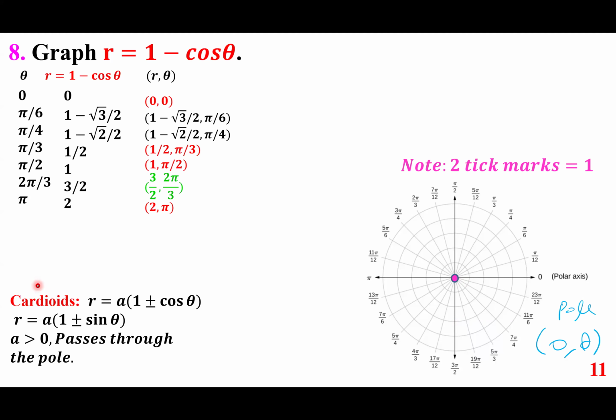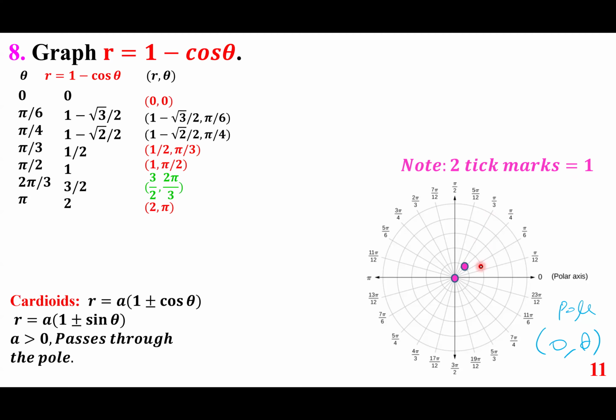All right, then we go with this one, 1 half, pi over 3. So you locate pi over 3 and you go 1 because 2 represents 1. So 1 represents 1 half.